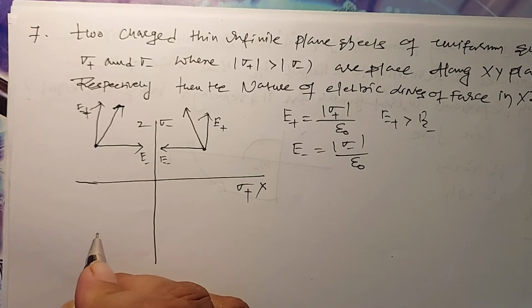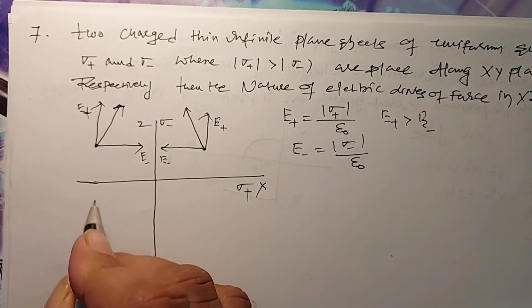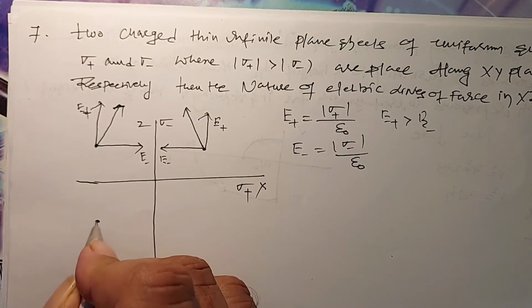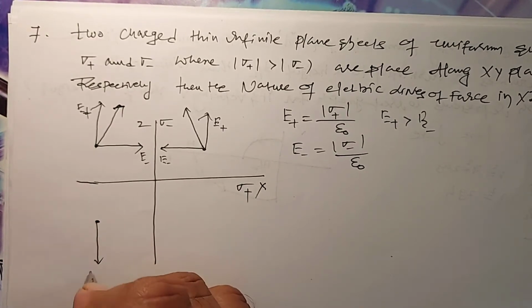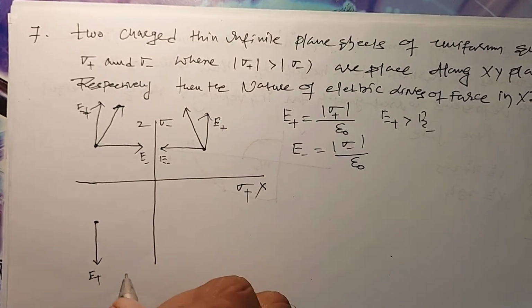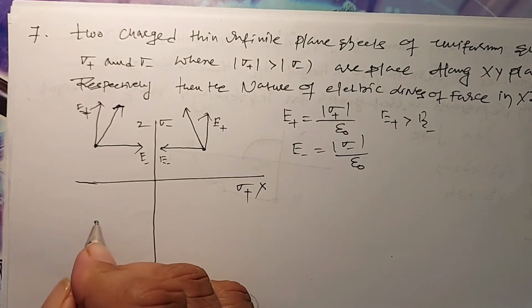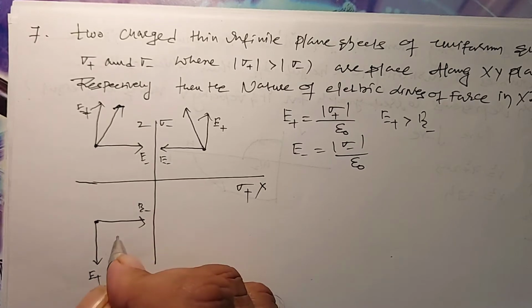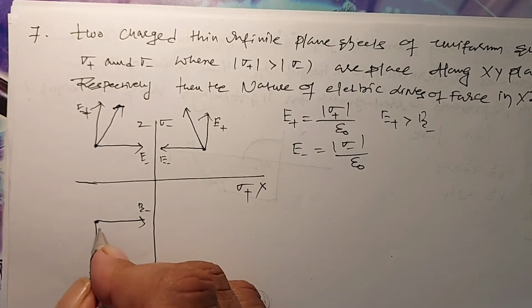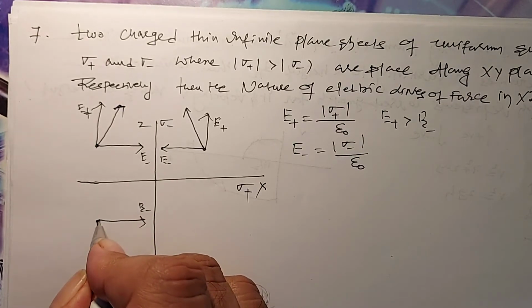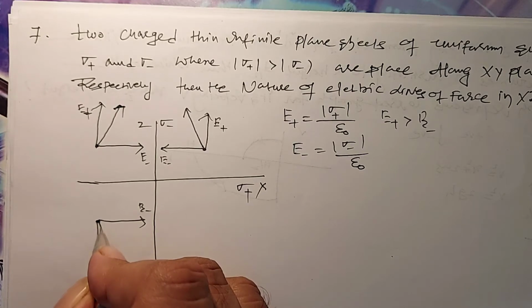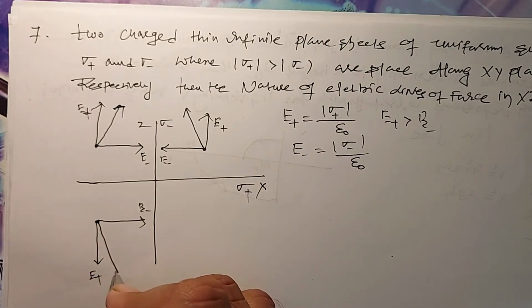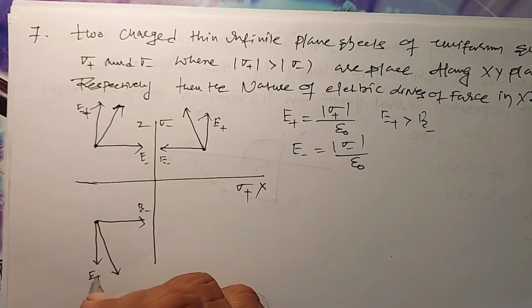Similarly, we consider here one point. Due to the positive charged plate, the electric field intensity is along this direction, E plus. Due to the negative charged plate, the electric field intensity is along this direction. This is E minus. As a result, electric field intensity is not exactly 45. It is towards E plus.